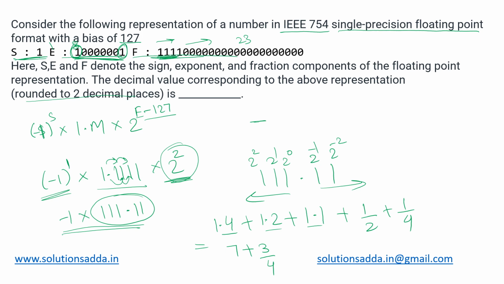That becomes 7.75, and the result will be negative. Hence the answer for this question is minus 7.75. It was a numerical type question, so this is the answer that has to be reported, and it already has just 2 decimal places, so there is no need to further optimize it or round it off. This can be entered as the correct answer.